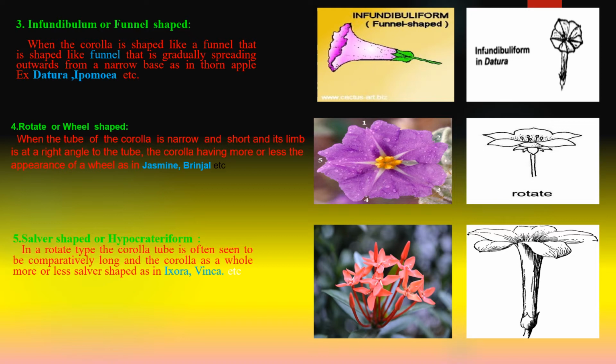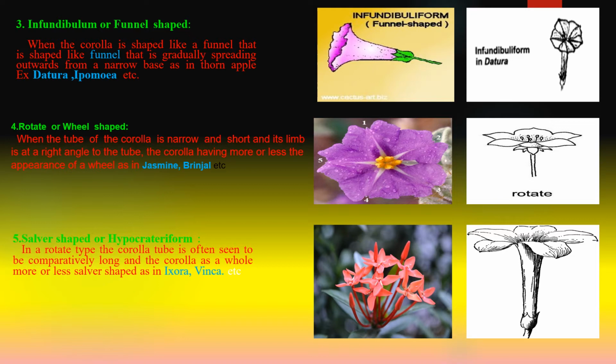Fourth one, rotate or wheel shaped corolla. When the tube of the corolla is narrow and short, and its limb is at right angles to the tube, the corolla having more or less the appearance of a wheel, as in case of jasmine as well as brinjal.